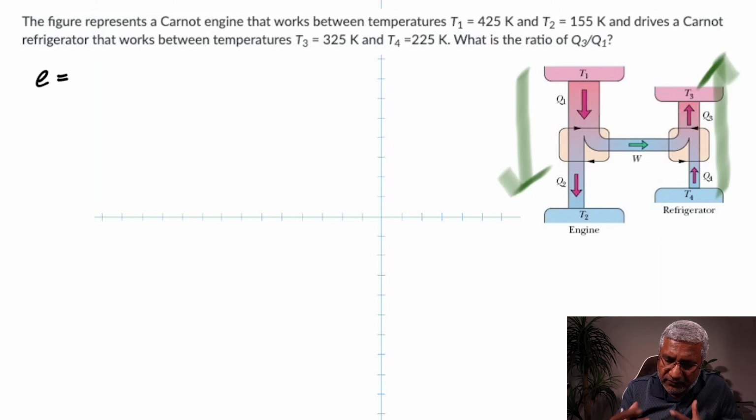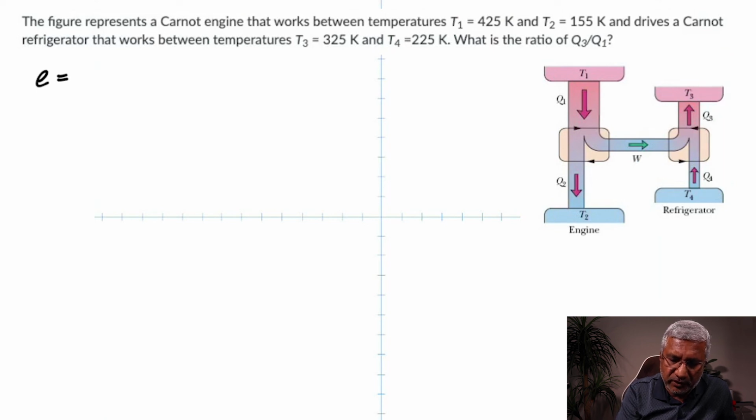So the refrigerator takes Q4 heat, or Q4 joules, and work is done on it. Look at the direction of work. Work is done on it, and it rejects Q3 to the source. We are asked to find the ratio of Q3 to Q1. Wow. Q3, where's Q3? It's here. Q1 is here. So there are multiple steps involved.